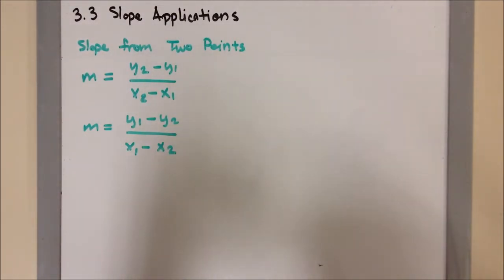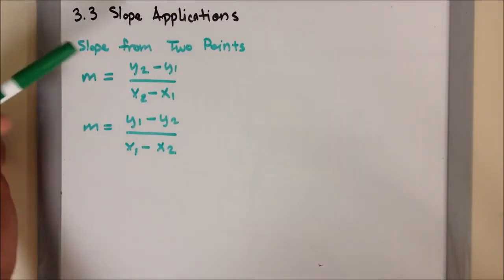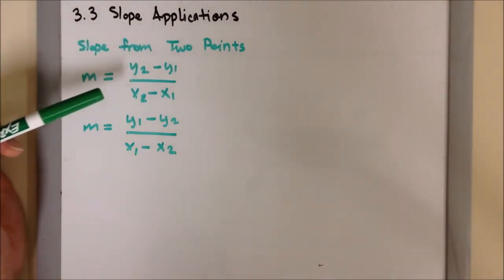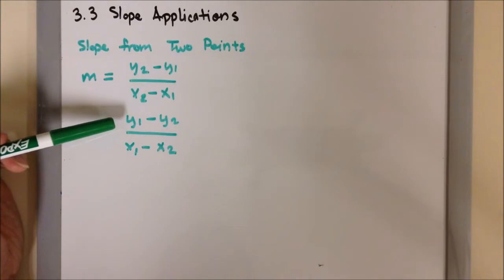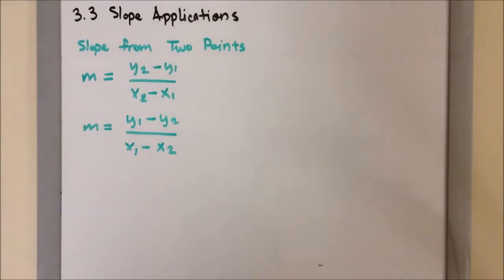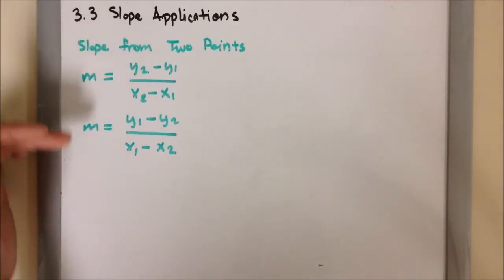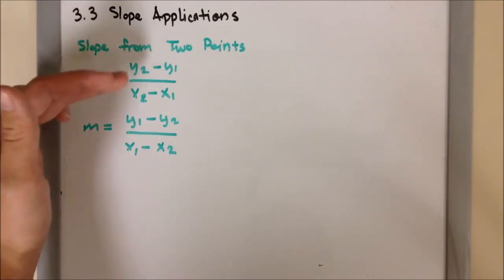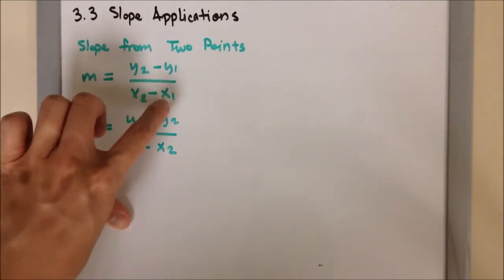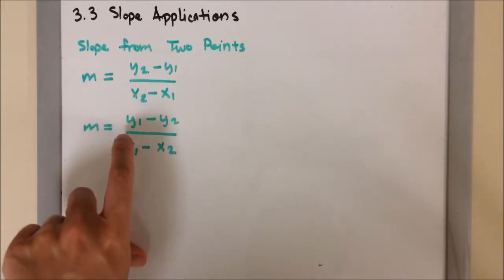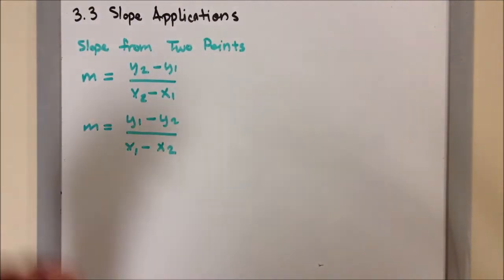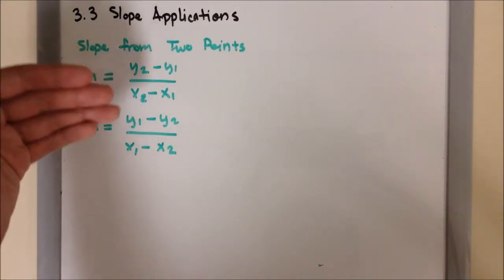So the order doesn't matter to me if you start off with your second y value on the top and the second x value on the bottom, versus the first y value on the top and the first x value on the bottom. What's common between these two forms is the way they are ordered. So y2 and then y1, x2 and then x1, versus on the second one it's y1 and then y2, x1 and x2. The only thing that's common is that they follow a specific order.